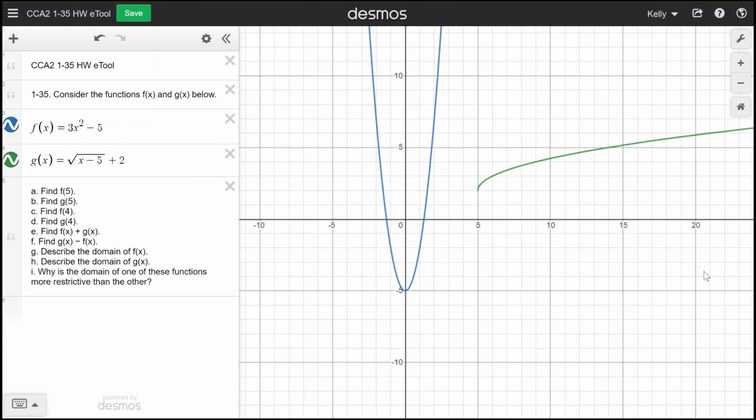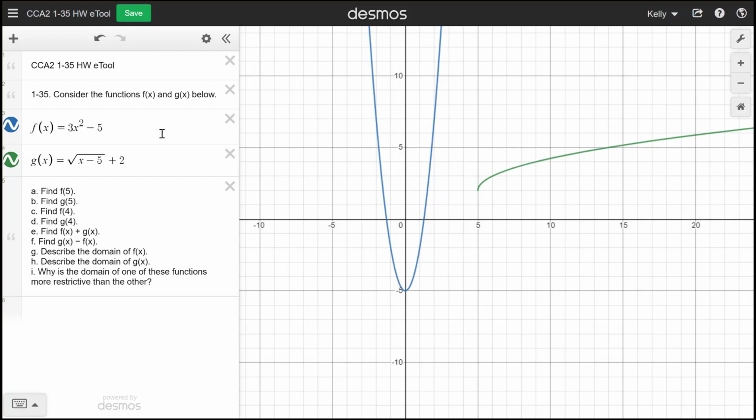So this particular problem is 1-35, and I'm going to be doing this in two parts. One is going to be Desmos, and then the second is going to be a slide that covers it. So for the Desmos activity, I'm going to be answering A through D and then talking about I. E through H we will do on another slide.